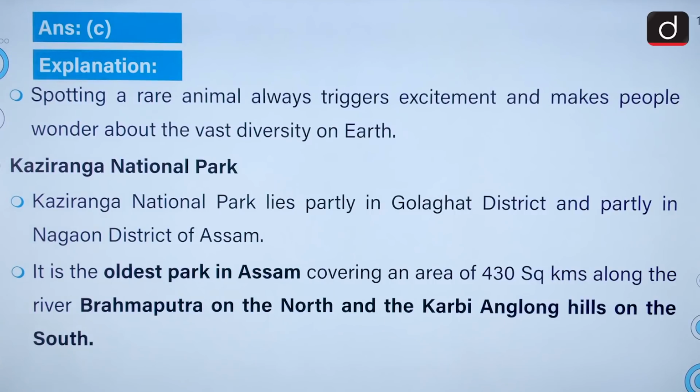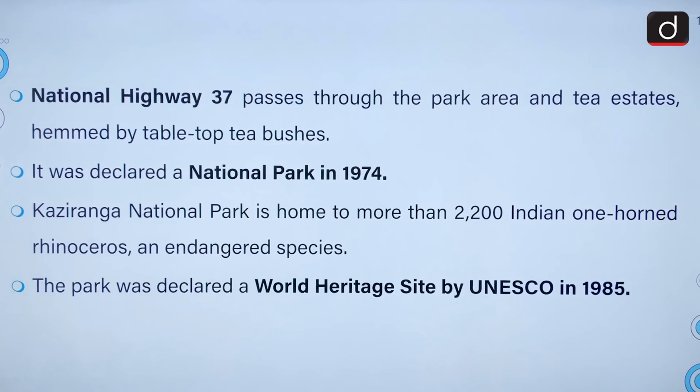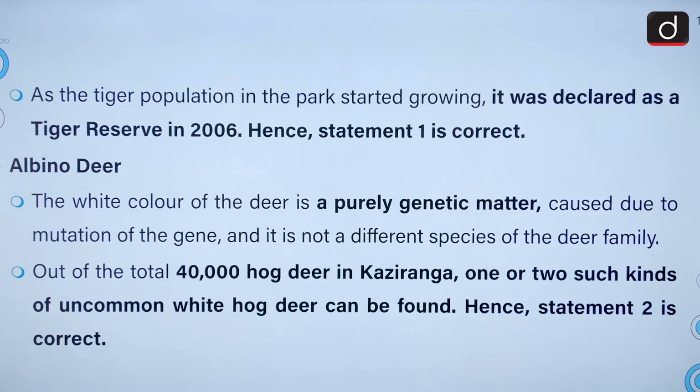Kaziranga National Park lies partly in the Golaghat district and partly in the Nagaon district of Assam. It is the oldest park in Assam, covering an area of 430 square kilometers along the river Brahmaputra on the north and the Karbi Anglong Hills on the south. National Highway 37 passes through the park area and the tea estates, which is hemmed by the tabletop bushes. It was declared a national park in 1974. Kaziranga National Park is home to more than 2,200 Indian one-horned rhinoceros, an endangered species. It was declared World Heritage Site by UNESCO in 1985, and as the tiger population in the park started growing, it was declared as the Tiger Reserve in 2006.